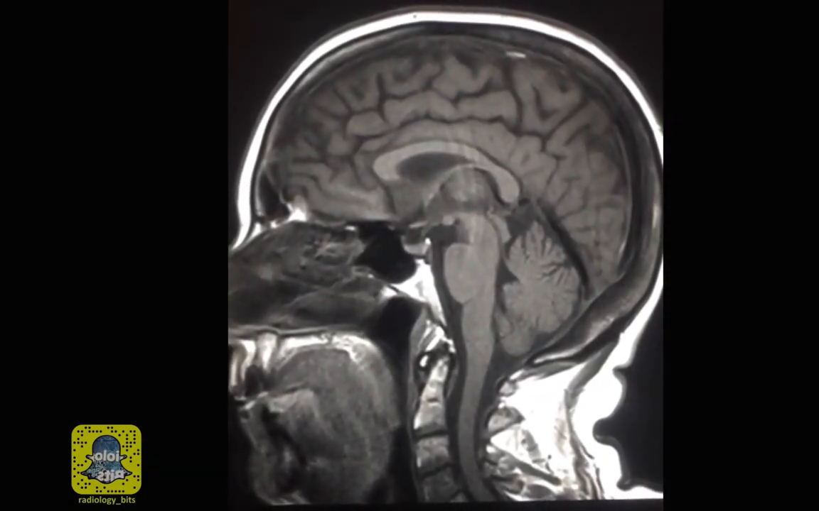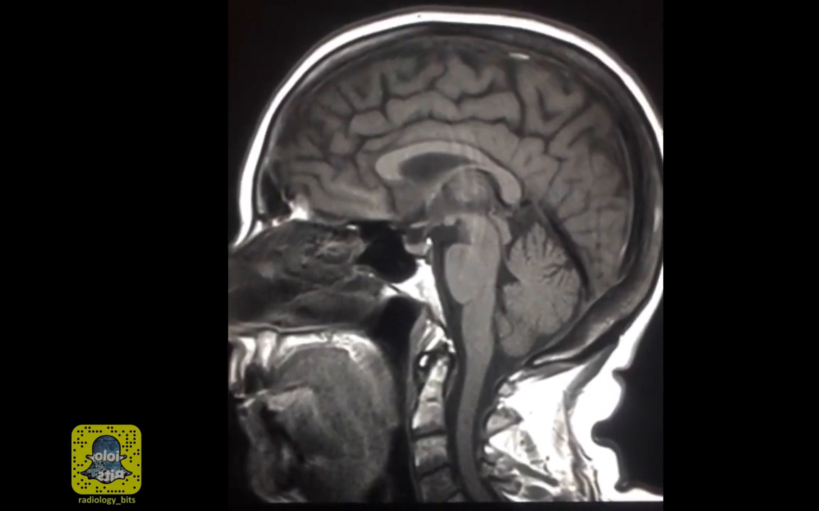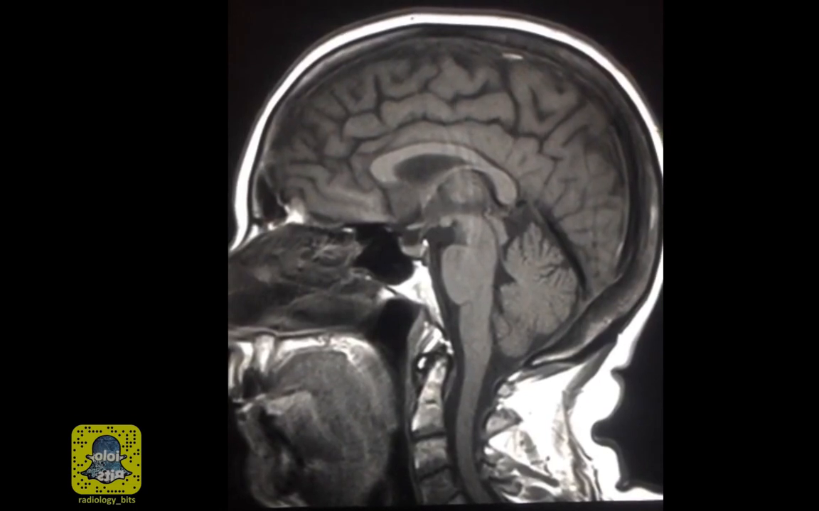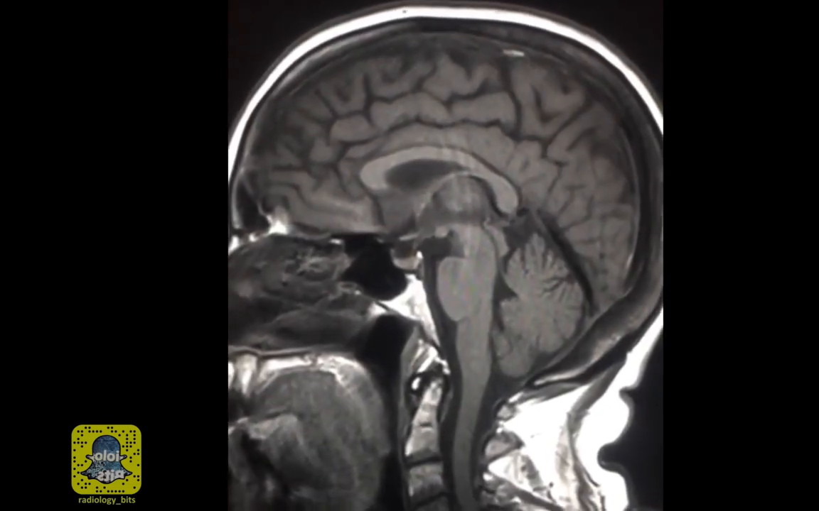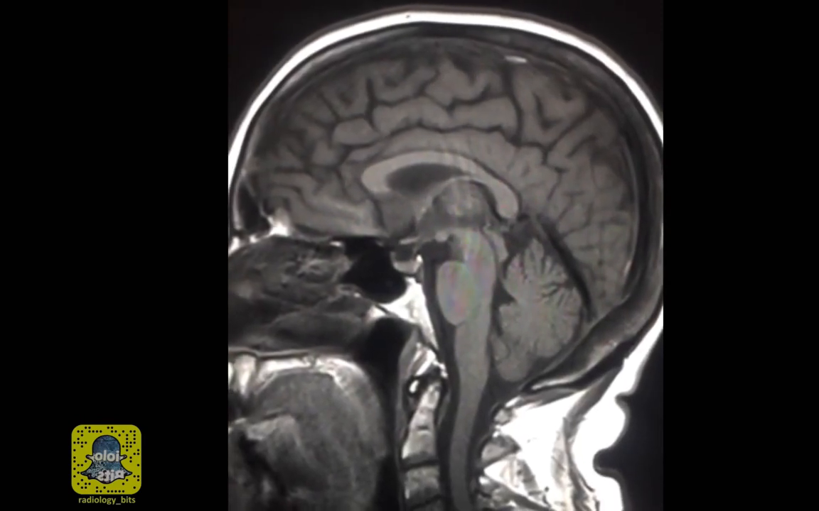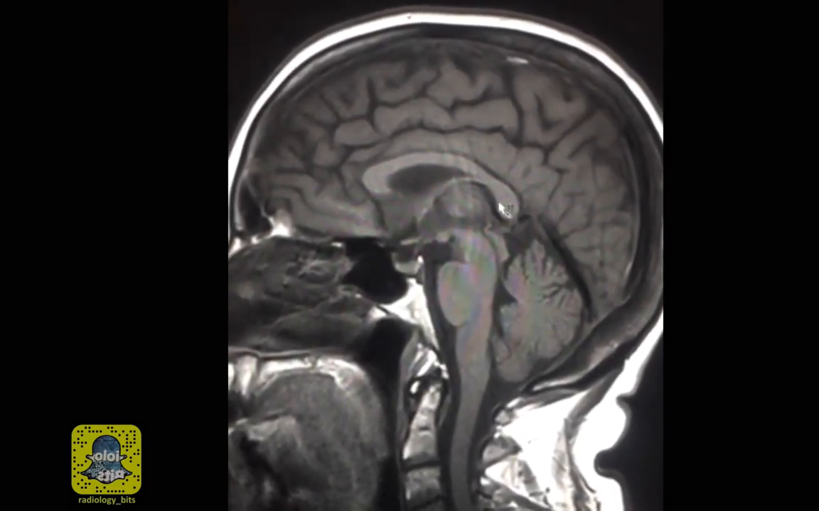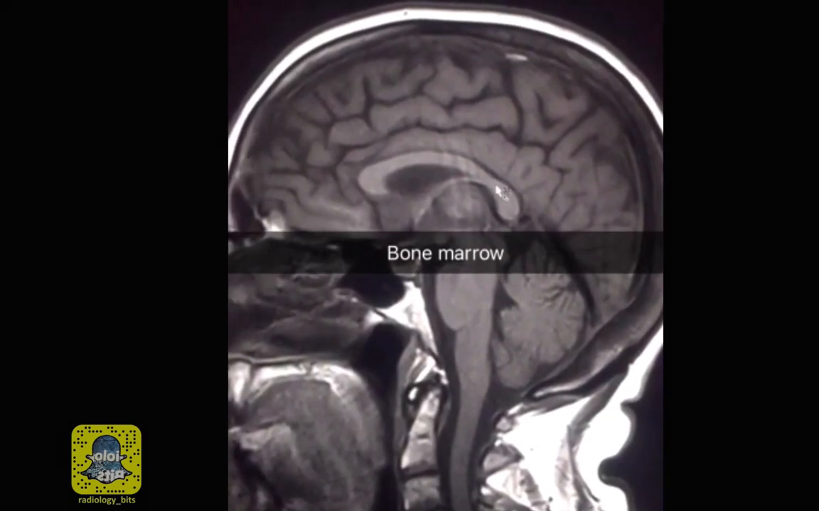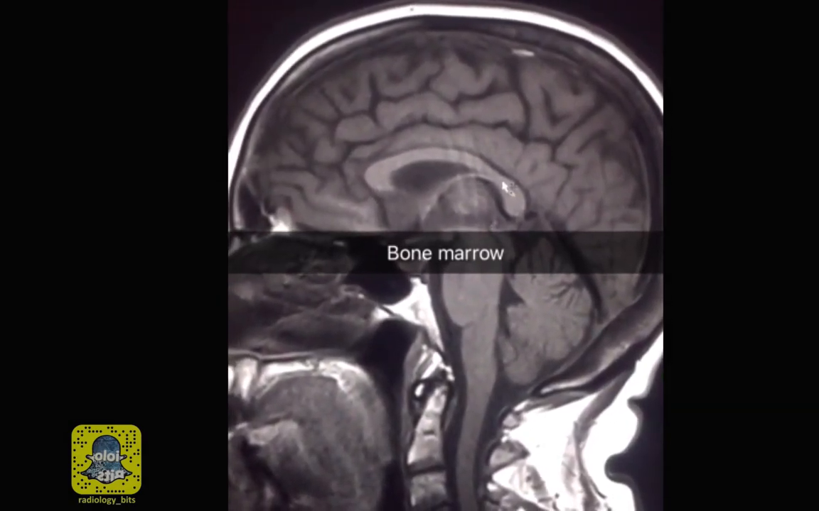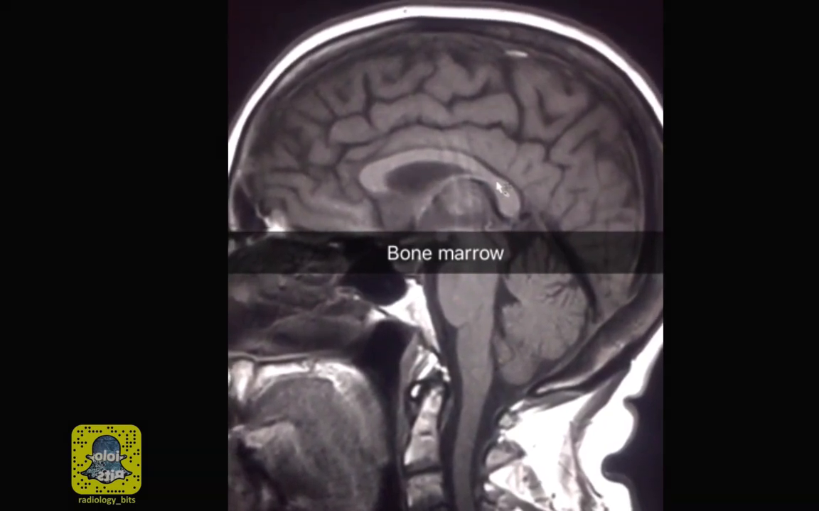Hello again with this new case. This is a 69-year-old female patient, and this is a sagittal T1 MRI acquisition. Now there's a specific teaching point that I want to show with this case. Of course, if you have a brain MRI, you're going to look at all of the intracranial structures. However, what I want you to concentrate on is what's outside of the brain, namely the bone marrow.